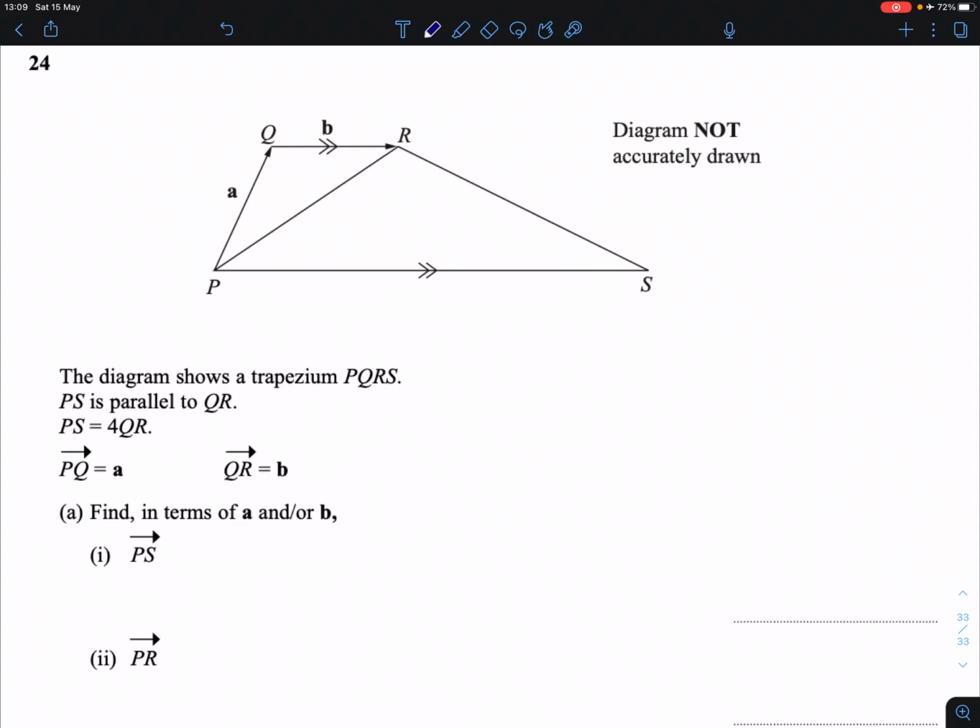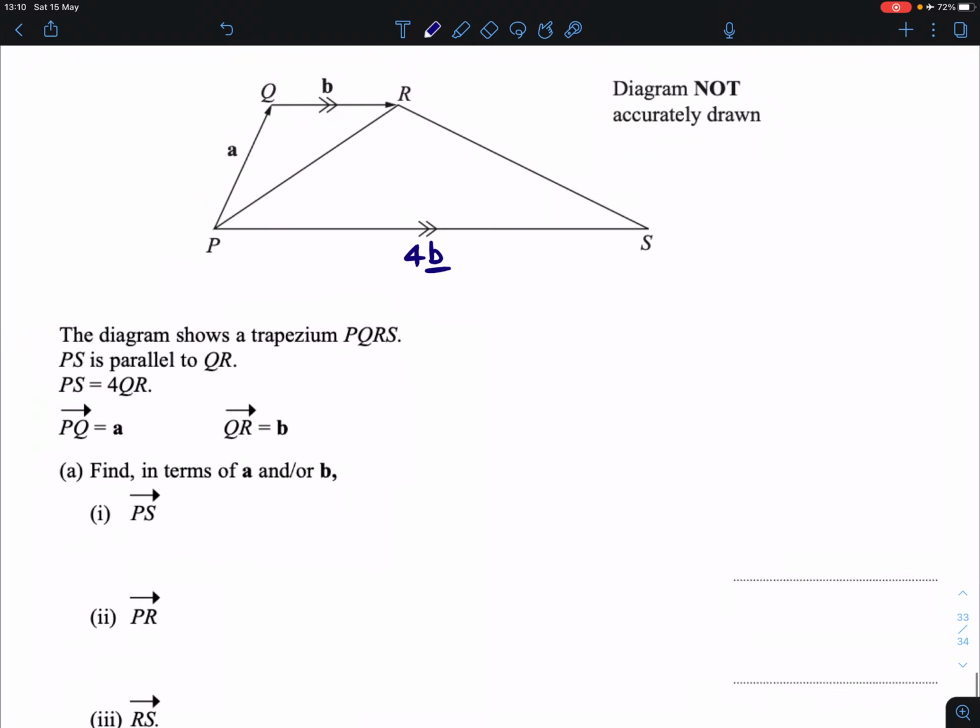Question 24, we have a trapezium PQRS. We've been given vector A from P to Q, vector B from Q to R, and we are told that the length of PS is 4 times as long as the length of QR, which basically means that this vector here is going to be 4 times as big as that one. And that's precisely what we have to do for the first question. So find in terms of A and B the vector from P to S. That's going to be 4b.